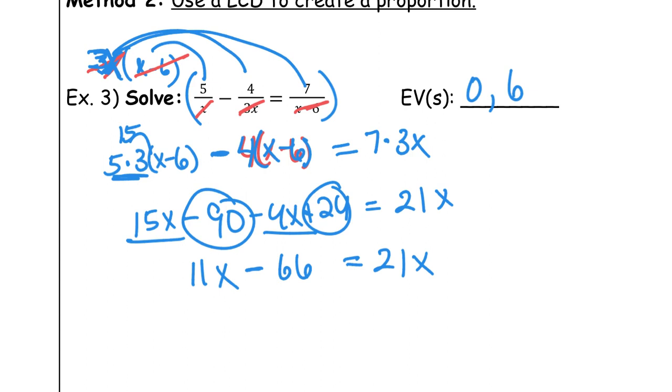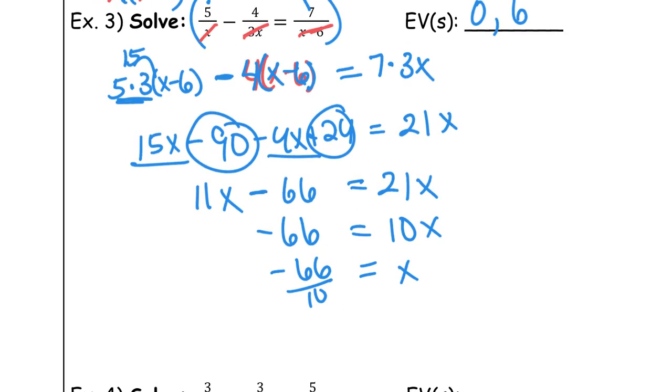Okay, now I'm ready to start moving stuff side to side. I could subtract the 11x. And we get what? 10x. And then I get x equals negative 66 over 10. Wait, no, I subtracted the 11x. I subtracted the 11. So then we could reduce this by 2, get negative 33 over 5.